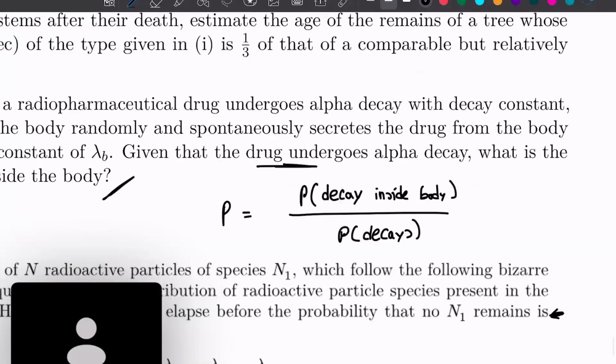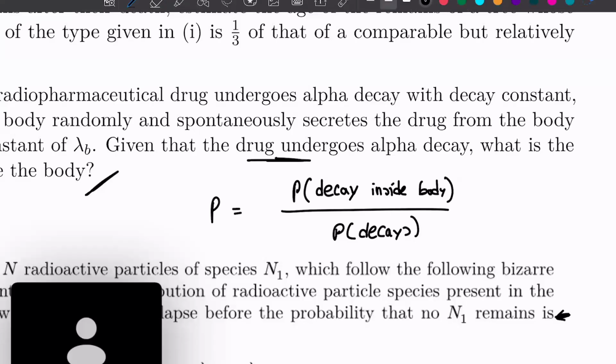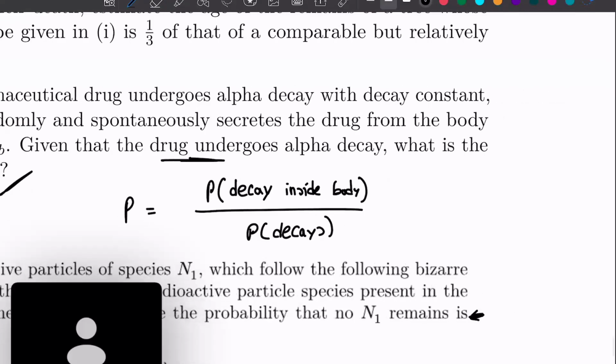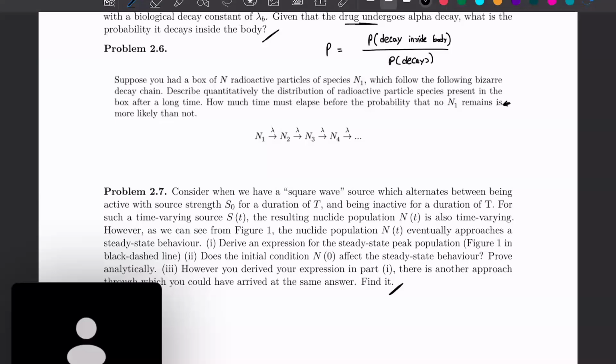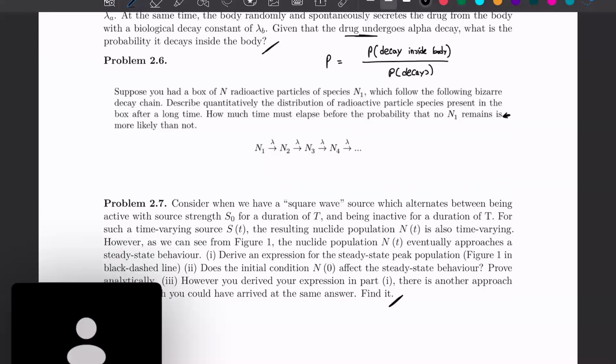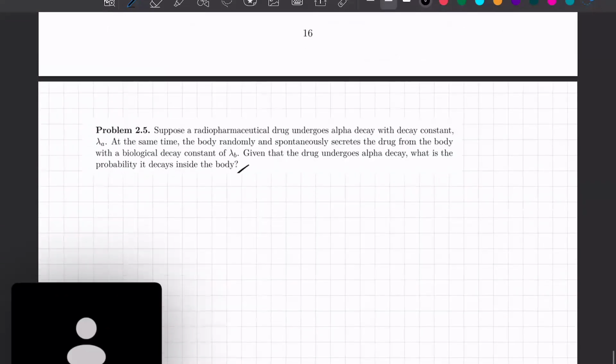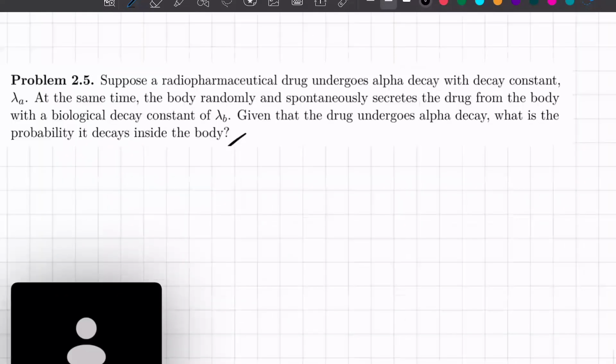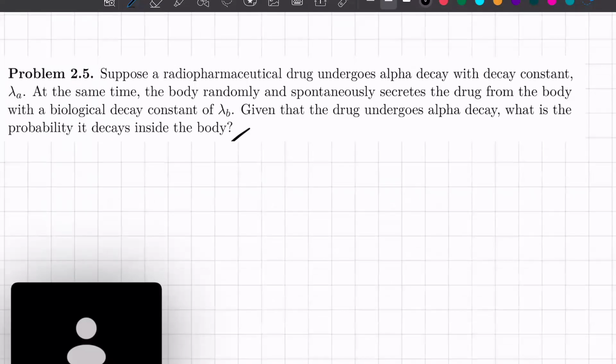Okay, so this is the first step that you want to start with. The next step is you want to find the probability that it decays inside your body. So the probability that it decays inside your body is the probability that, let's break it down first, the probability that it decays inside your body at time t. So decay inside body at time t.